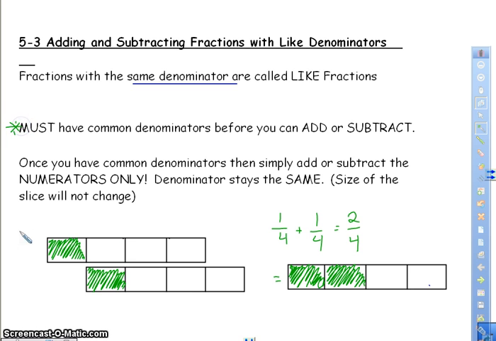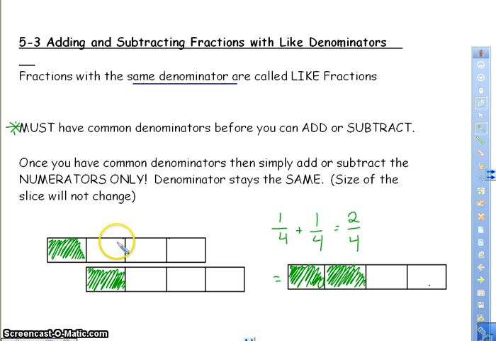Okay? So fractions with the same denominator are called like fractions. All right, so today we are already going to have common denominators, so we're not going to have to worry about changing our denominator to fit the problem correctly. Once you have common denominators, then you simply add or subtract the numerator only. The denominator is going to stay the same. Okay, the size of the slice, the size of the piece will not change.